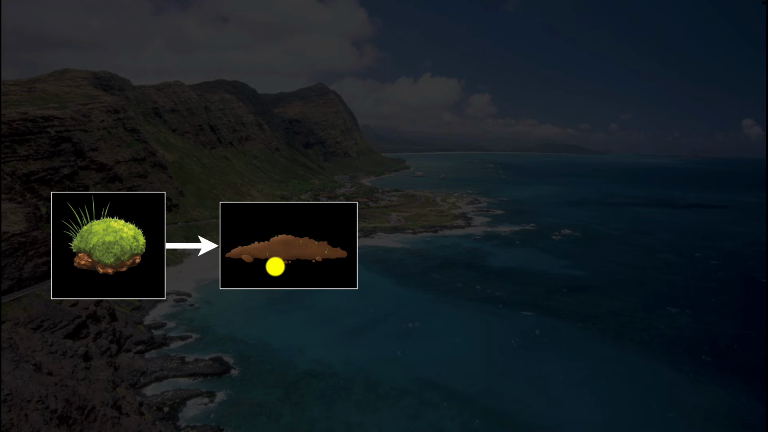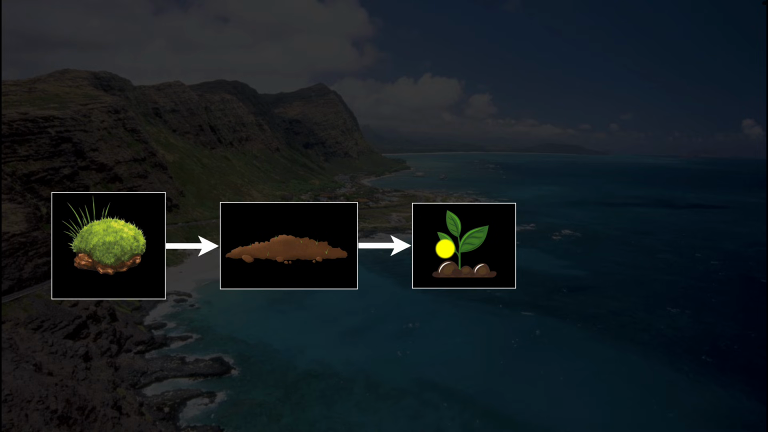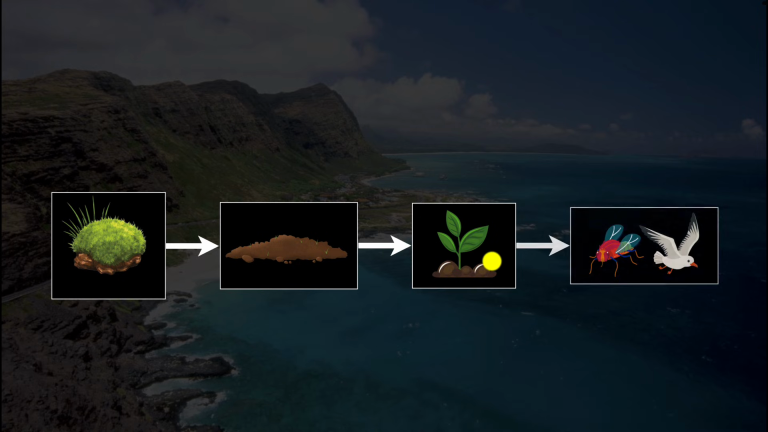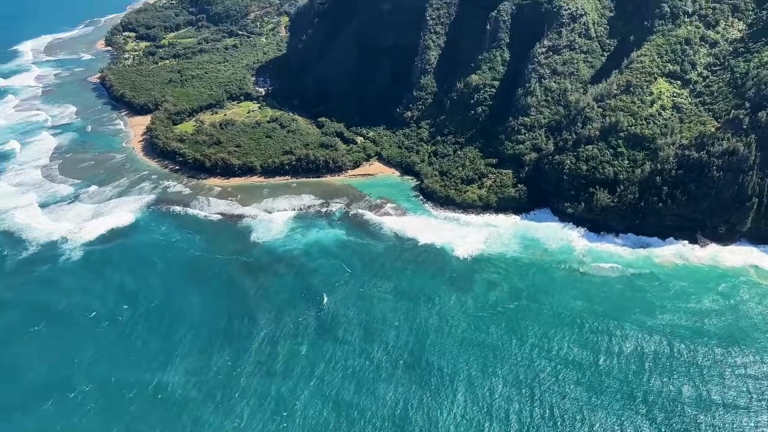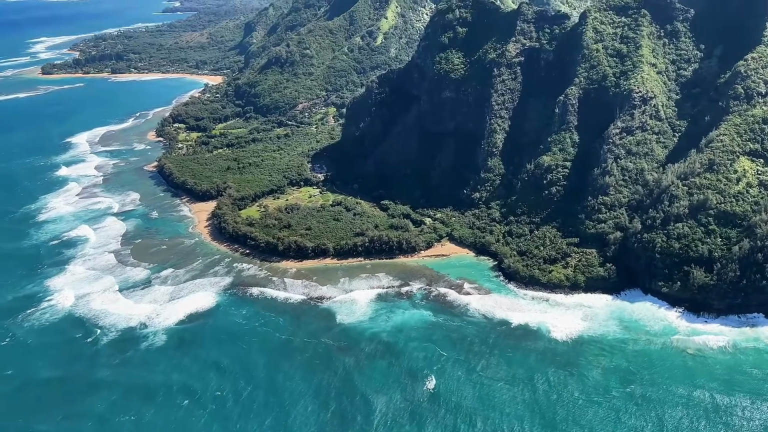Now, with soil and water now available, more plants could grow from the seeds carried by wind and water. And these plants created food and habitats for other organisms like insects and birds. So, this is how slowly the biosphere grew and spread across the islands.